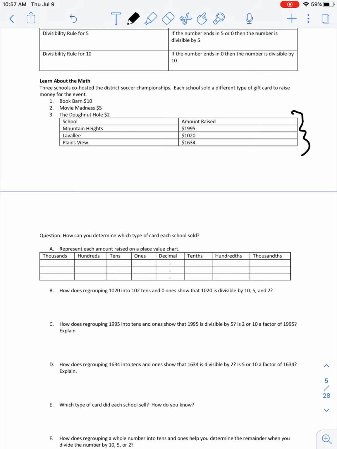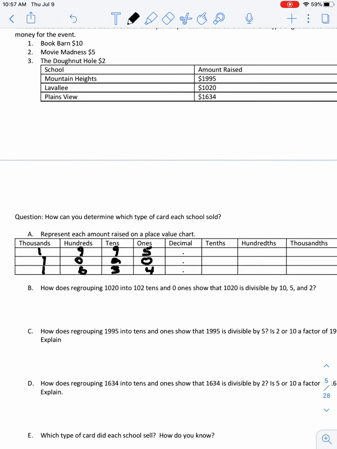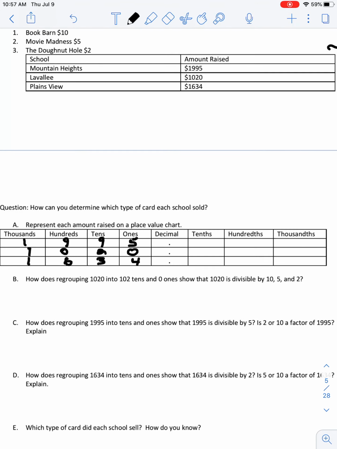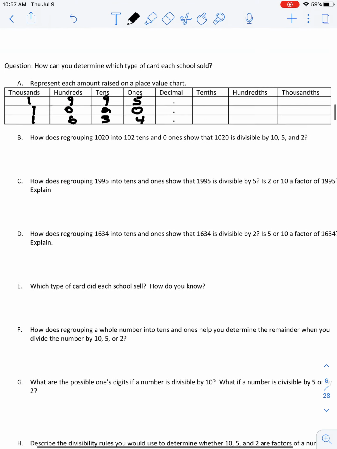It says represent each amount raised on a place value chart. So in the thousands, we have 1, 9, 9, 5, and there's no number past the decimal. We have 1, 0, 2, 0. We have 1, 6, 3, 4. Okay. Just zoomed in a little bit.